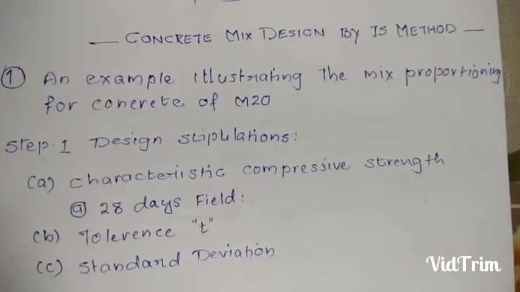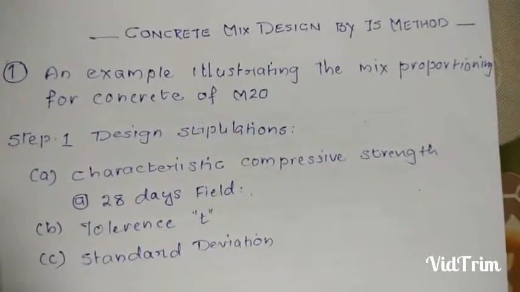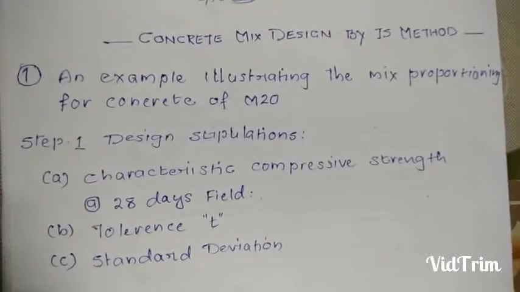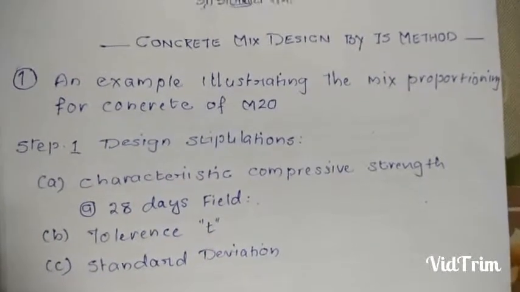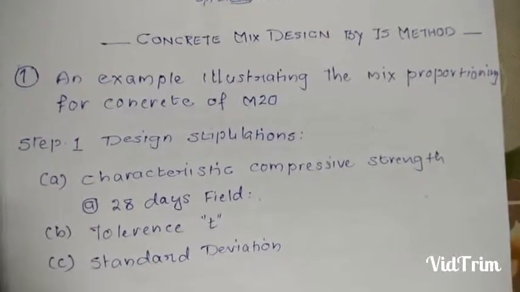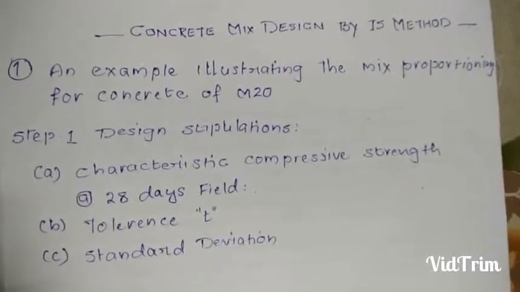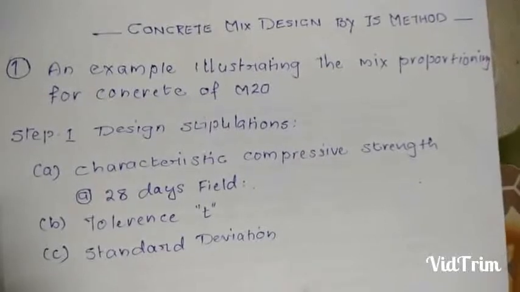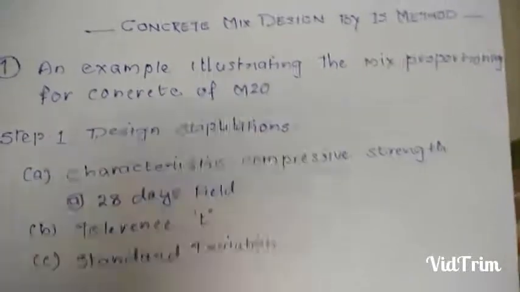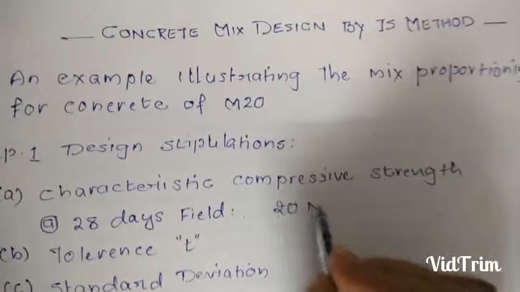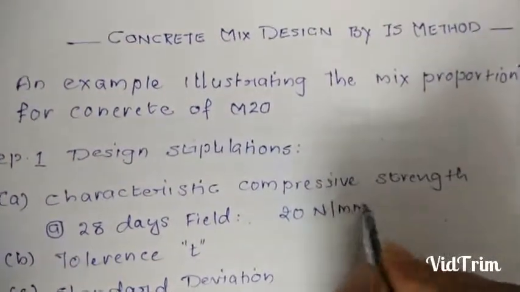Step 1. We follow steps because it will be easier to remember and understand. So the first step is design stipulations. First is characteristic compressive strength at 28 days on field, which is 20 Newton per millimeter square.